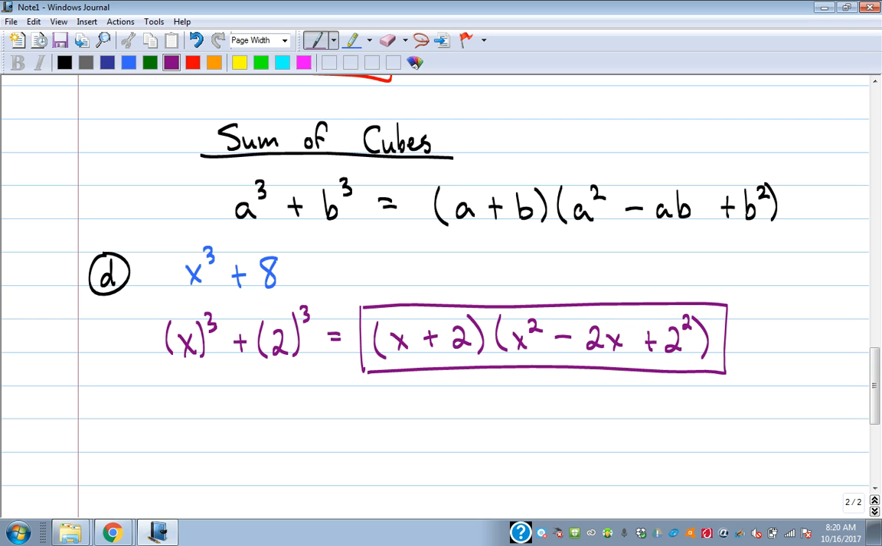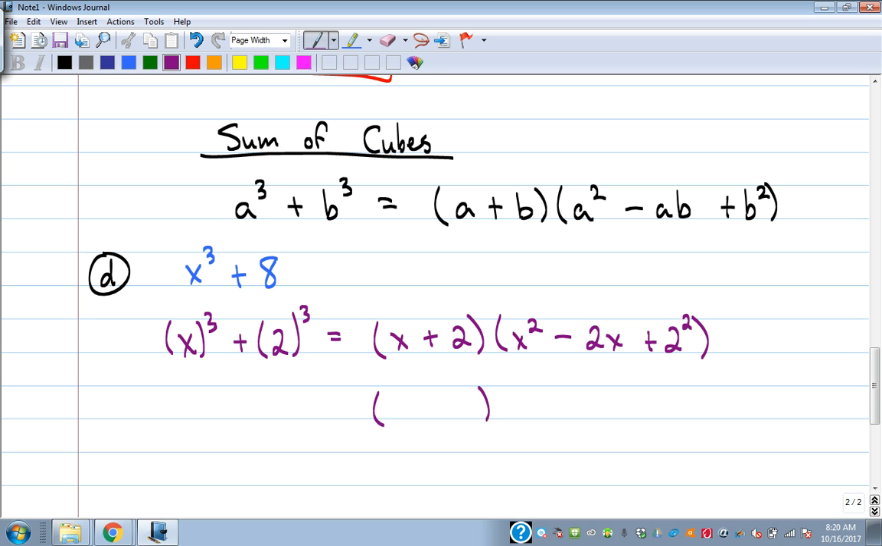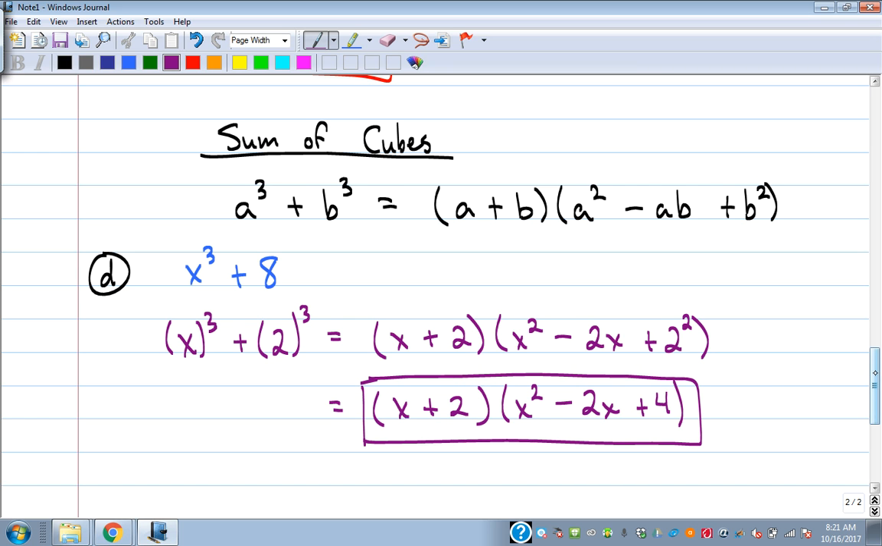I boxed that in like it was the answer, and it's not. We got to finish that. We got to fix that 2 squared. Sorry. Two squared is 4, right? So you'd write it as 4. There's nothing that multiplies to be 4 that adds to be -2. This long piece will never factor any further. The short piece, it's not going to factor any further either because it's always going to be something short like that, an x plus 2 or something. That would be the final answer on the factored form of that.